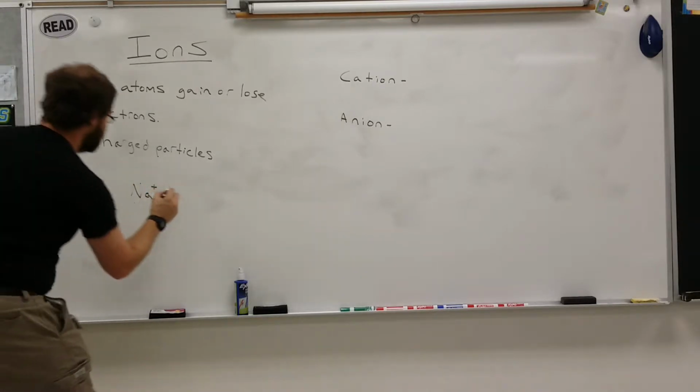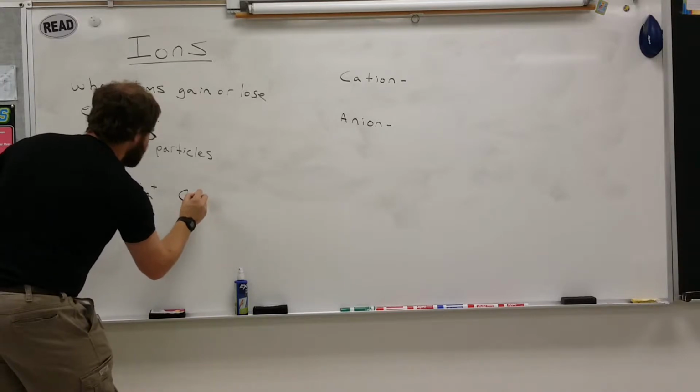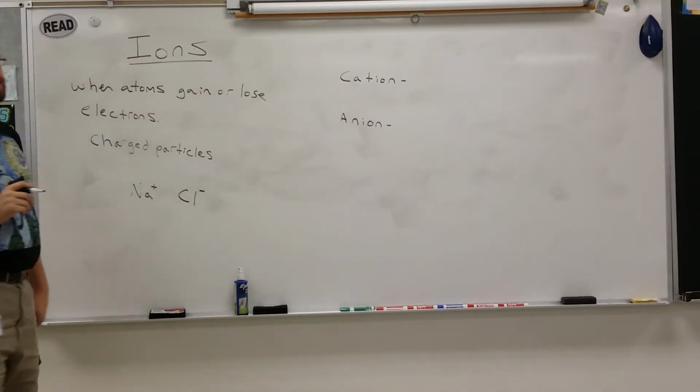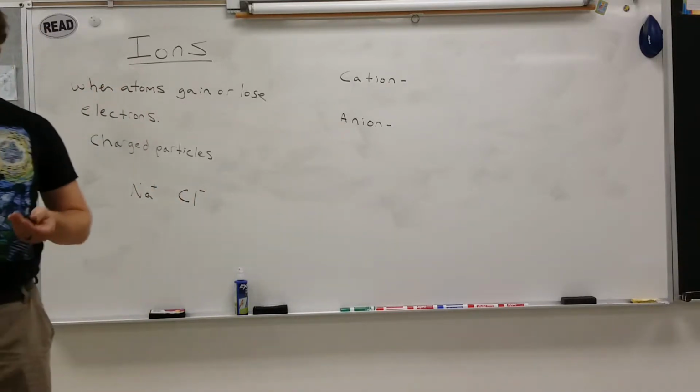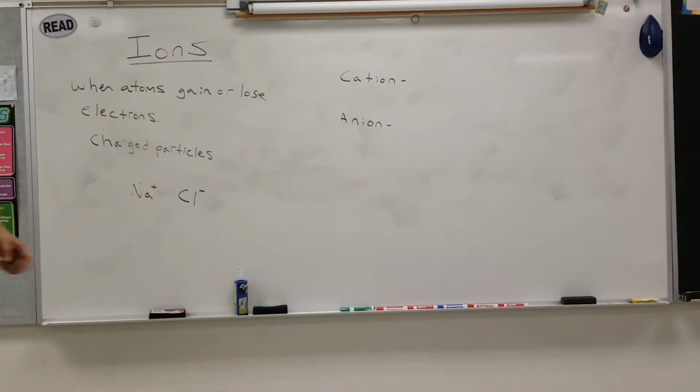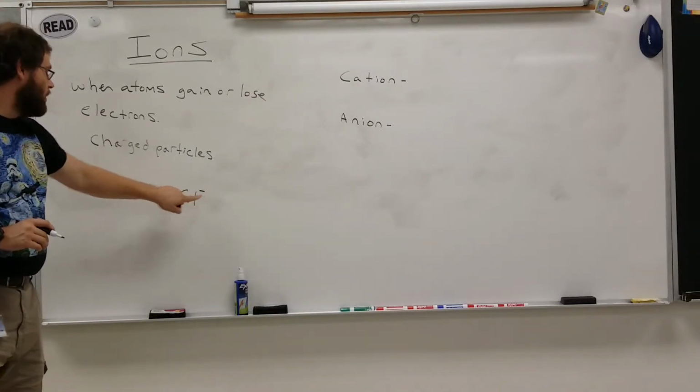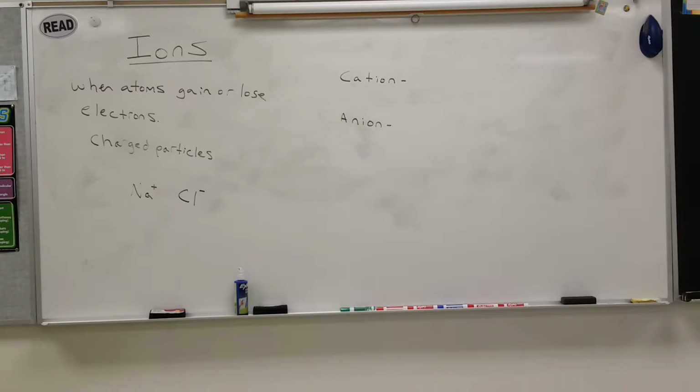Okay? The same thing can happen on the other side. So let's say chlorine, for example. Chlorine becomes a negative ion, and it does that because it gains an electron when it becomes an ion. Right? That means it has more negative charge than it does positive charge, and so chlorine becomes a negative ion.